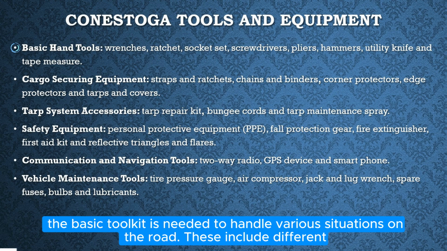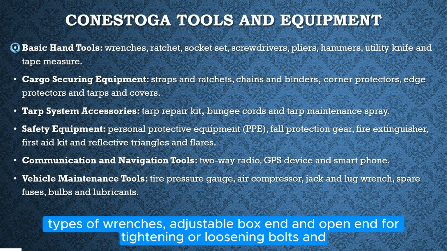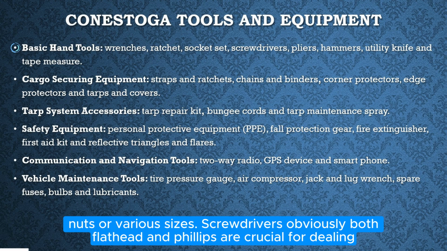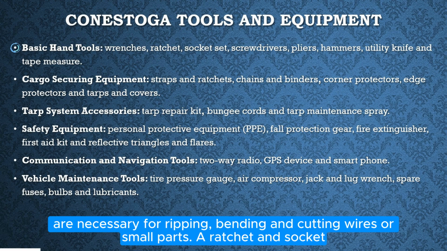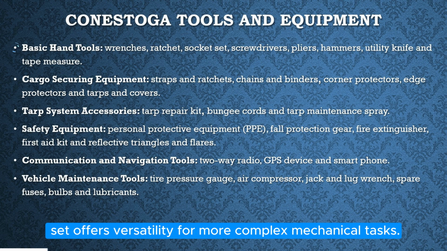The basic toolkit is needed to handle various situations on the road. These include different types of wrenches, adjustable, box end and open end, for tightening or loosening bolts and nuts of various sizes. Screwdrivers, obviously, both flathead and Phillips, are crucial for dealing with a variety of different screws. Pliers such as standard, needle nose and locking pliers are necessary for gripping, bending, and cutting wires or small parts. A ratchet and socket set offers versatility for more complex mechanical tasks.